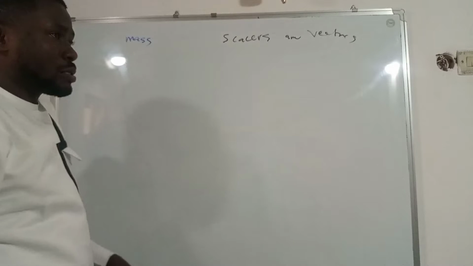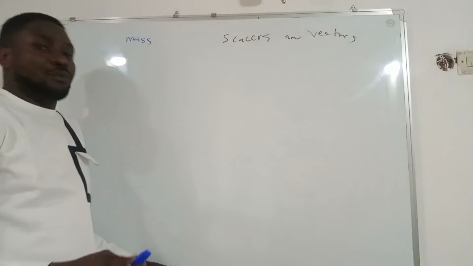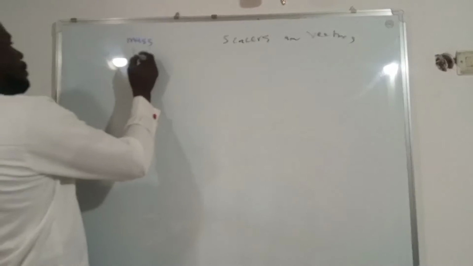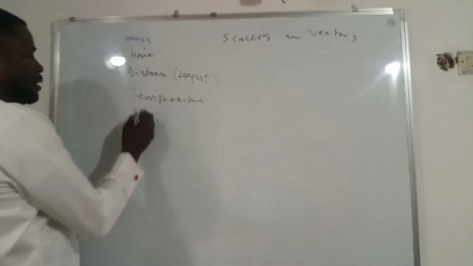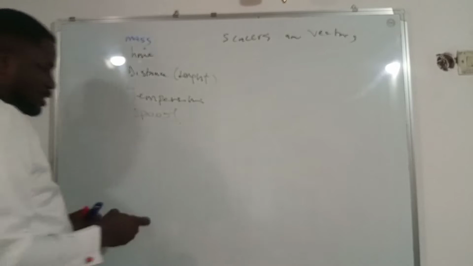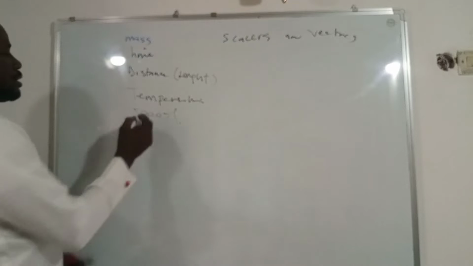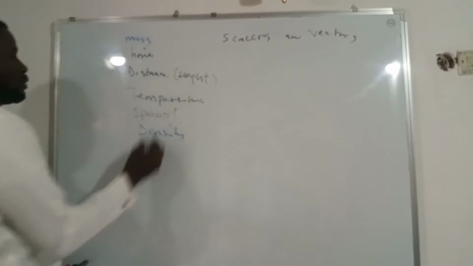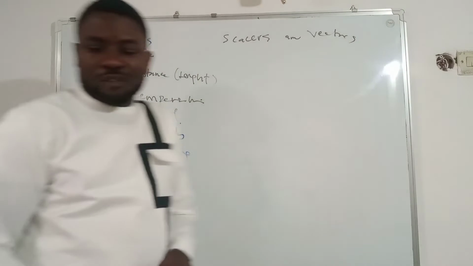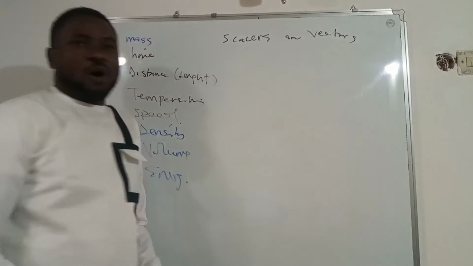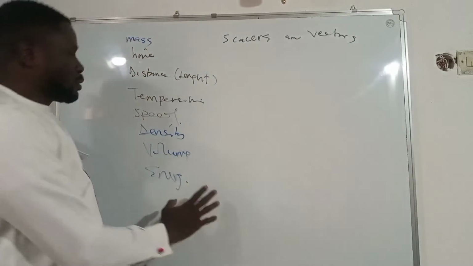So let's quickly take examples of quantities that are what? Scalar. I need you to write them down, because in some exam objectives you may find them. We have mass, time, distance or length, temperature, speed, density, volume, energy. These are a few examples of what? These are examples of scalar quantities. You need to know examples of scalar quantities.